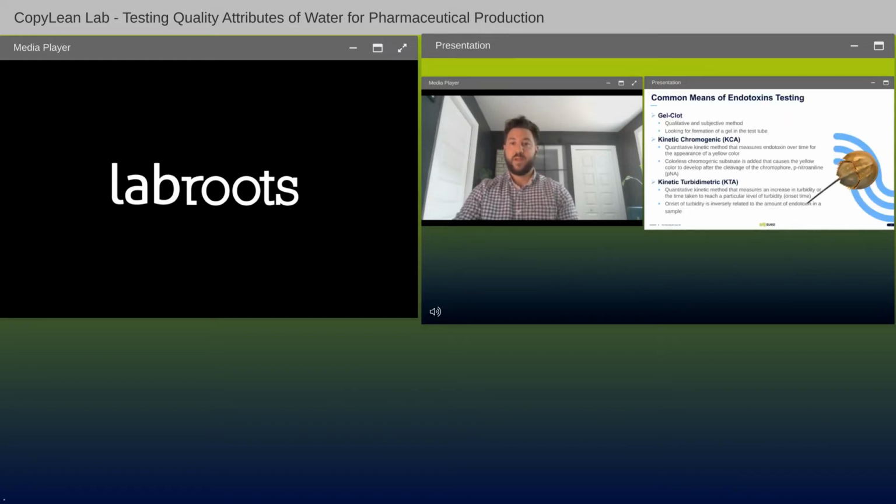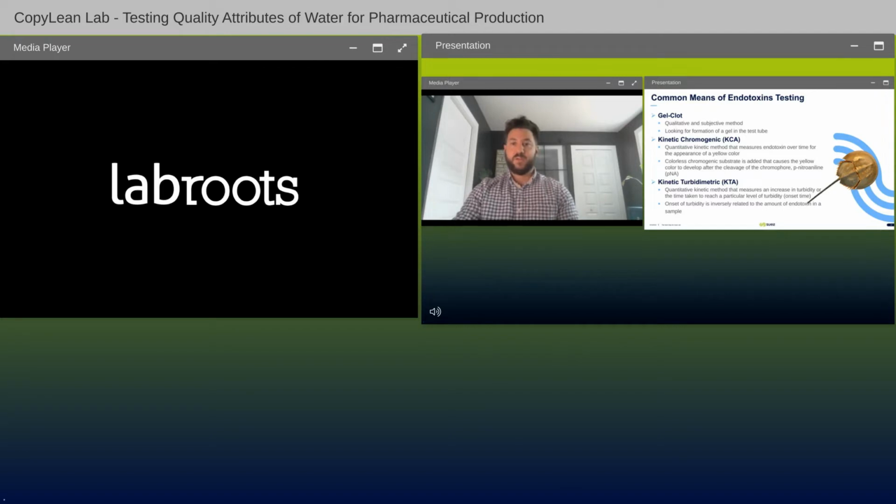So the common means for endotoxins testing today, again, there are 3 methods, which are USP 85 compendial. The first we see here is gel clot. So this is going to be a qualitative and subjective method. This gives you a pass-fail test, or endotoxin is present, endotoxin is not present. You're looking for a formation of a gel in a test tube. So your sample and LAL reagent are added to a test tube, which is then incubated in a heat block for an hour at 37 degrees Celsius. And at the end of the hour, the analyst will invert that tube upside down. And if it clots, it means it's a positive, or endotoxin is present. And if it does not clot, it means it is a negative.